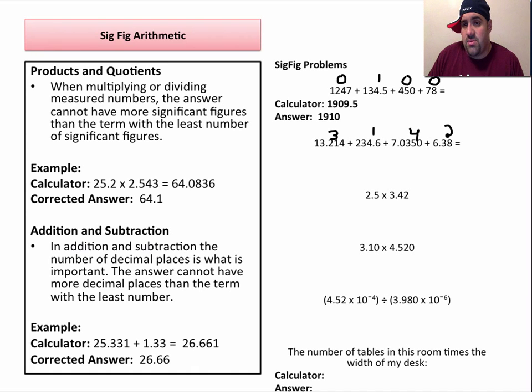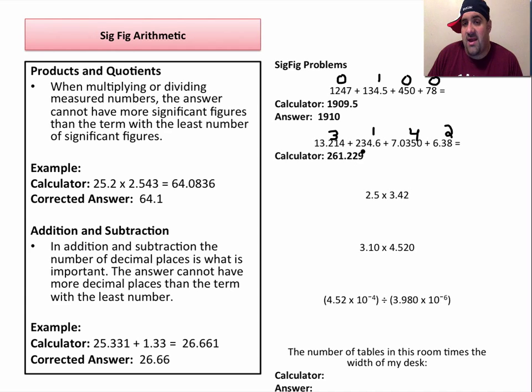And this one has 2. And we know the rule is the answer cannot have more decimal places than the term with the least number. So 1 is the least number, so my final answer can only have 1 decimal point in it. And of course your calculator tells you 261.229, so we have to round this.